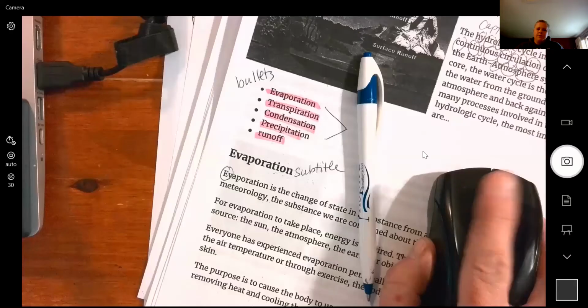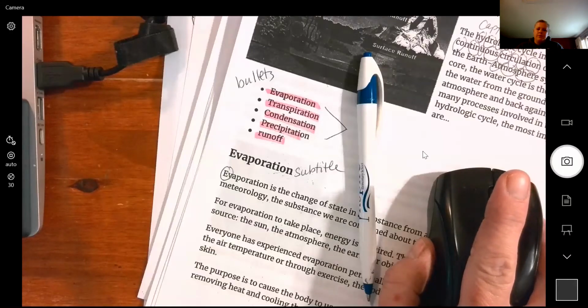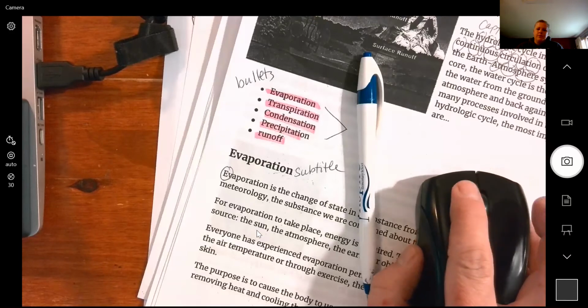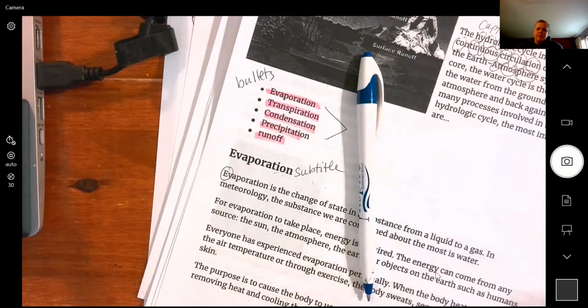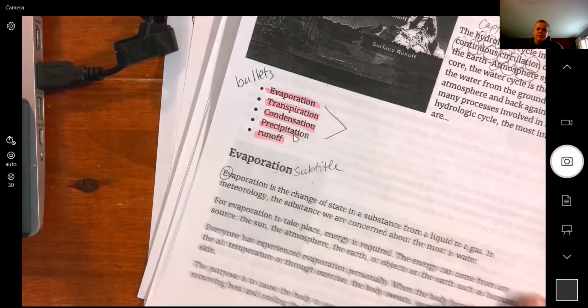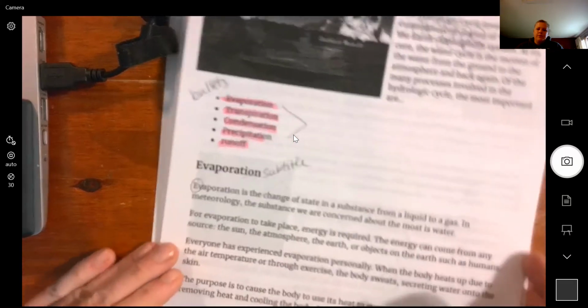Camera cut off again like it did before. All right, we hope we fixed everything. My camera seems to be having some issues, but hopefully we have our recording.